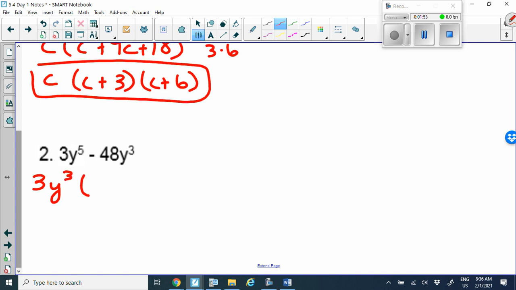So with the numbers, we divide. 3 divided by 3 is just 1. And then when we take y cubed out of y to the fifth, we're left with y squared. Negative 48 divided by 3 gives us negative 16, and no more variable. Now notice, this is something that we have also factored in quadratics. This is what we call our difference of squares.